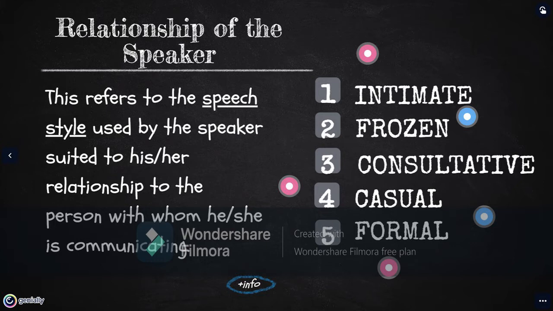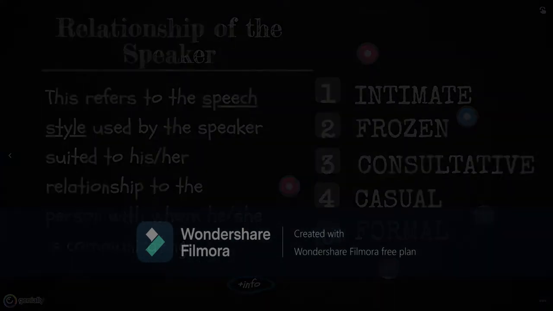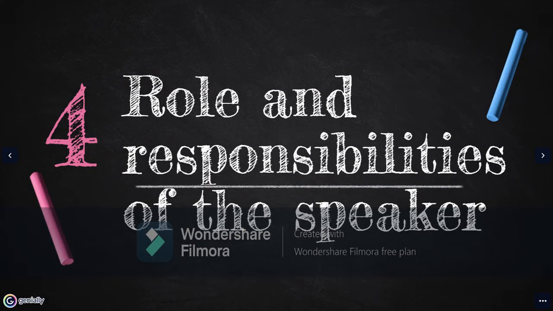The last is the formal style. This is where the speaker needs to deliver a pre-planned or written speech. Examples are giving opening remarks during a seminar, a president giving a public announcement, or delivering a SONA. In a nutshell, the way we communicate and the style of communication consider the speaker's relationship to the listener or receiver of the message. The fourth factor is the roles and responsibilities of the speaker.